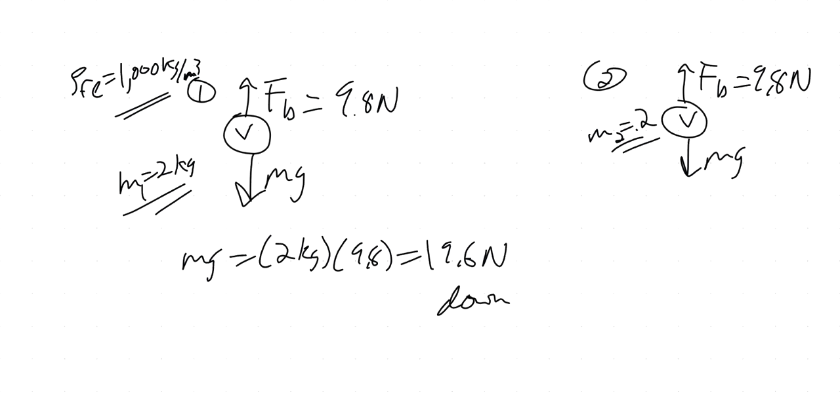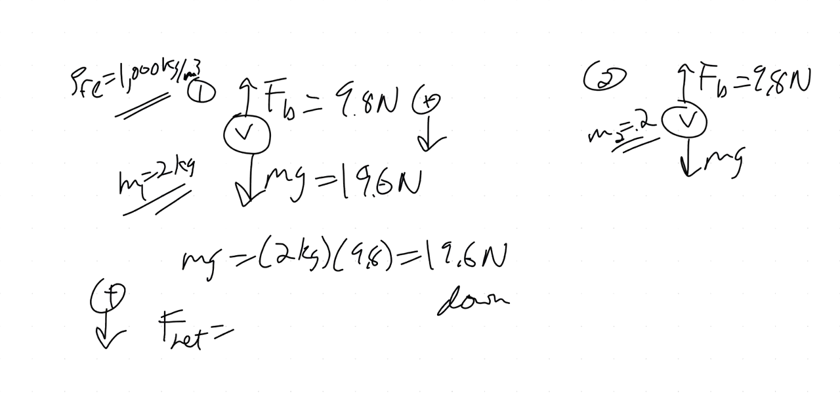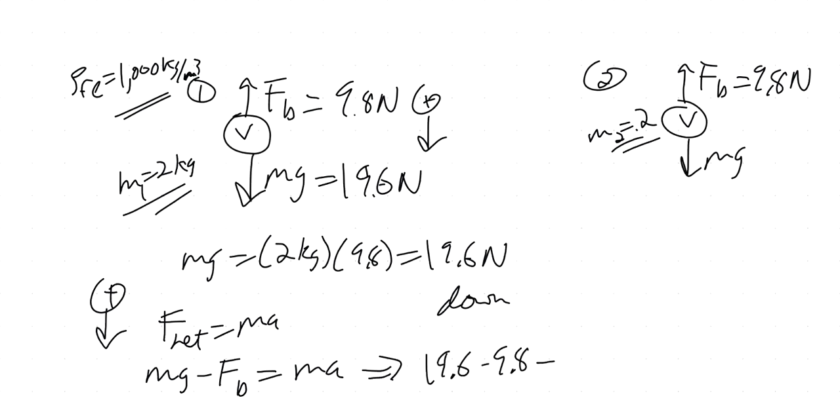So this is 19.6 newtons, which, I don't know. Maybe I'll choose positive to be down for this one. So if positive is down, then I have F net equals MA. So I have MG minus FB equals MA. So my math goes over here. I have 19.6 minus 9.8 equals 2 times A. So I have 9.8 equals 2A. So I have A equals 4.9 meters per second per second.